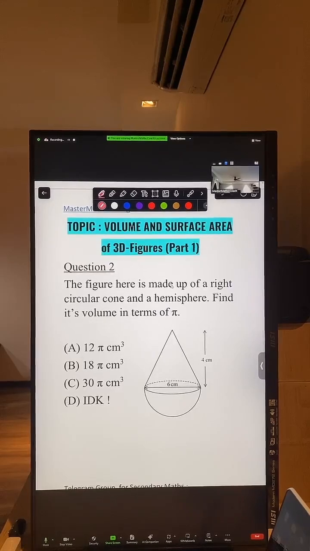Okay, what is the answer? What do you all think? Is it A, B, C, or D? Ilyas is saying that the answer is C. Mika is saying that the answer is D, because he doesn't know. Okay, sure, no problem.